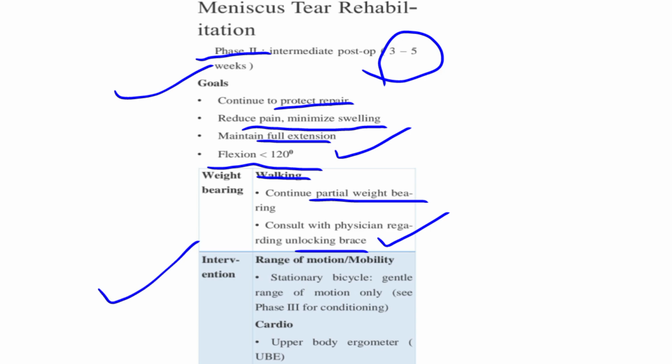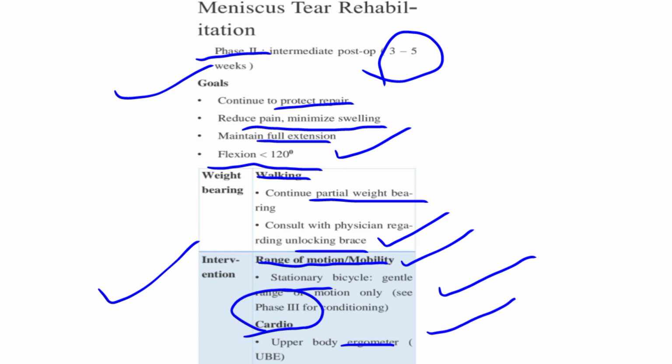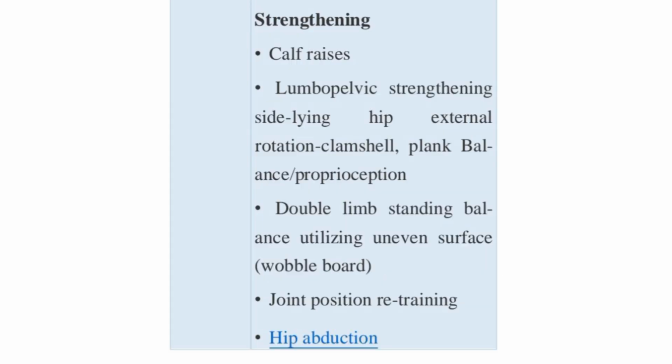The interventions we discussed previously are range of motion, mobility, and static bicycle. This is for muscle strengthening. Cardio exercises, upper body ergometer. Upper body ergometer is also very important for blood circulation.